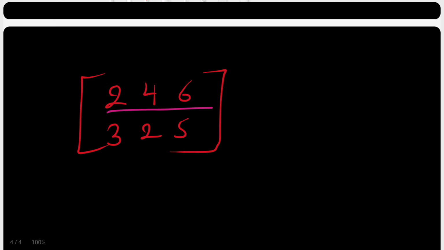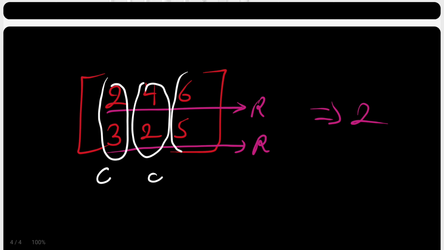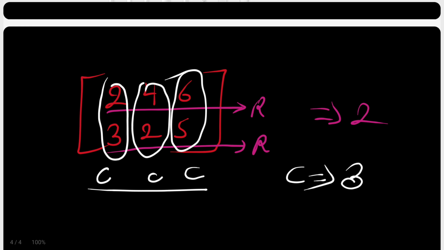The numbers which go that side, this is our row, this is our row. How many rows in this one? This is 2 rows. The numbers which go downside, this is the one column, I represent column as C, this is a second column, this is a third column. Then how many columns does it have? It has 3 columns. Okay, did you understand?